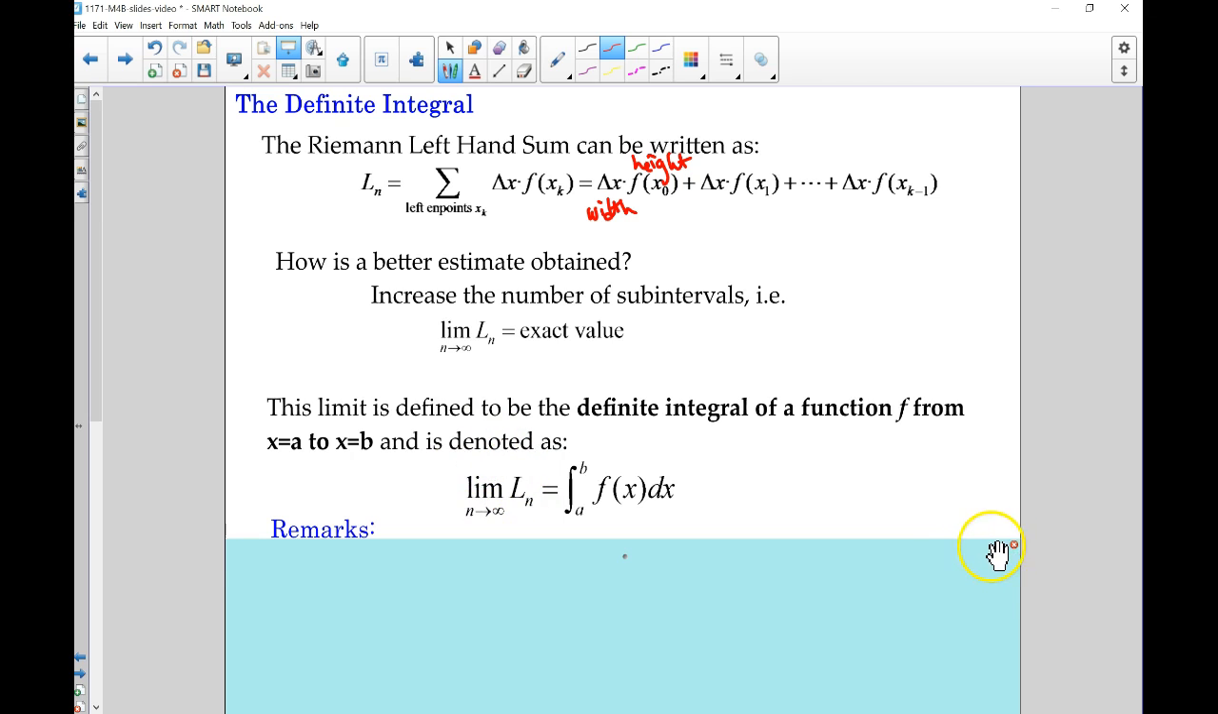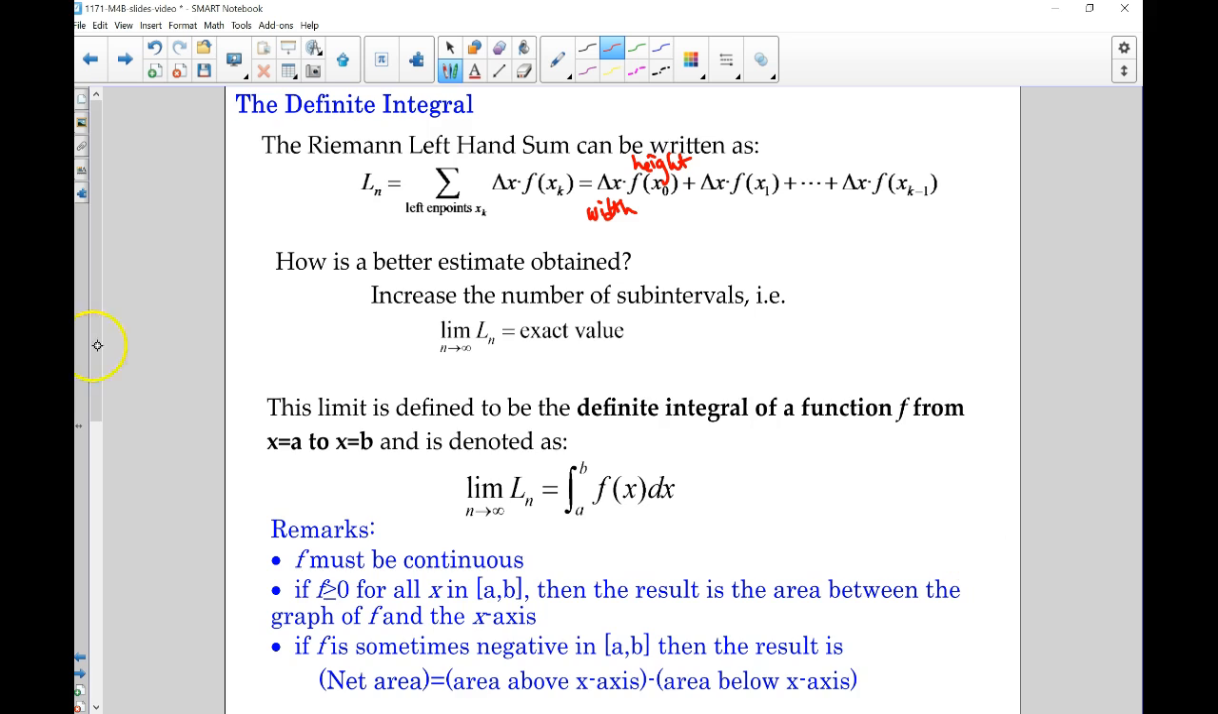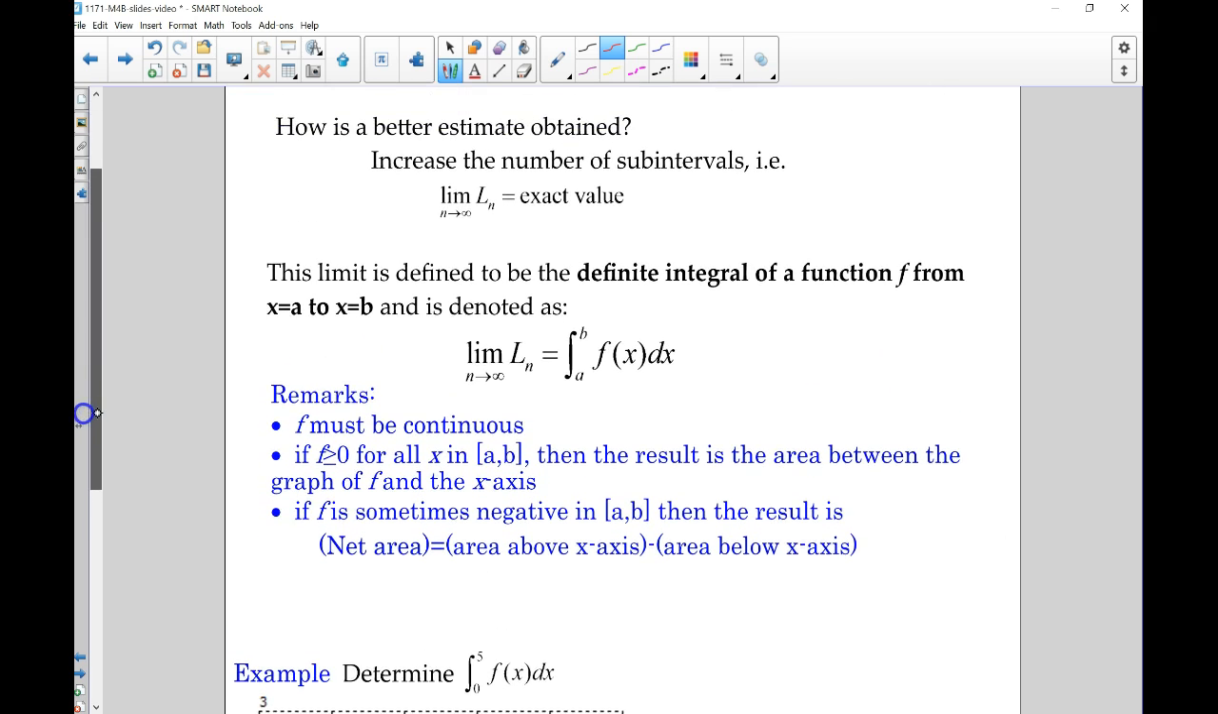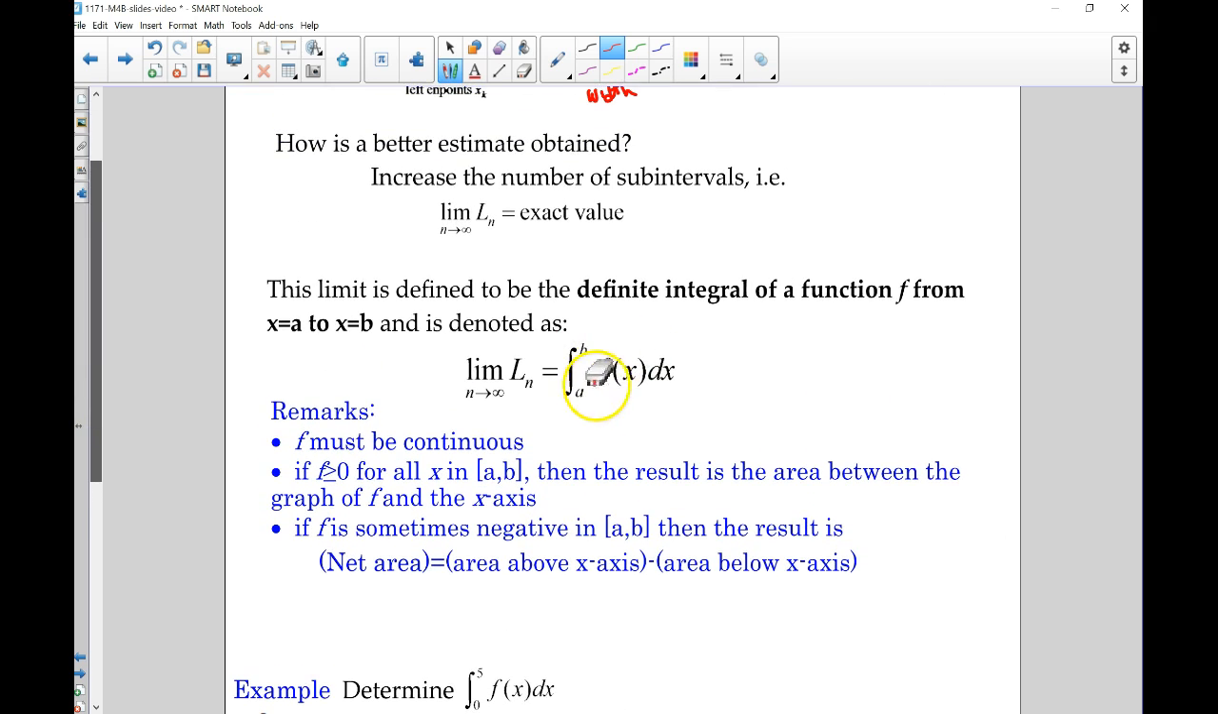So a couple of notes here. The function that we're to find the antiderivative of must be continuous. If it is positive, think of it as a parabola that never touches the x-axis. For example, we could be here, and we have to find the area. So the antiderivative would just give us the area between the function and the x-axis.